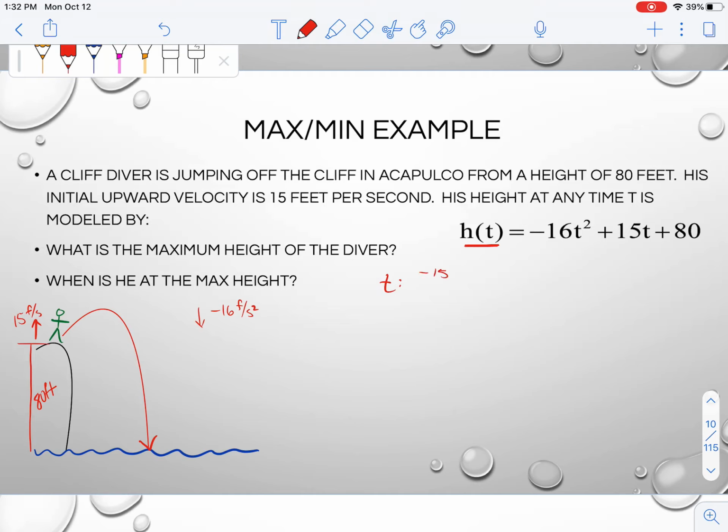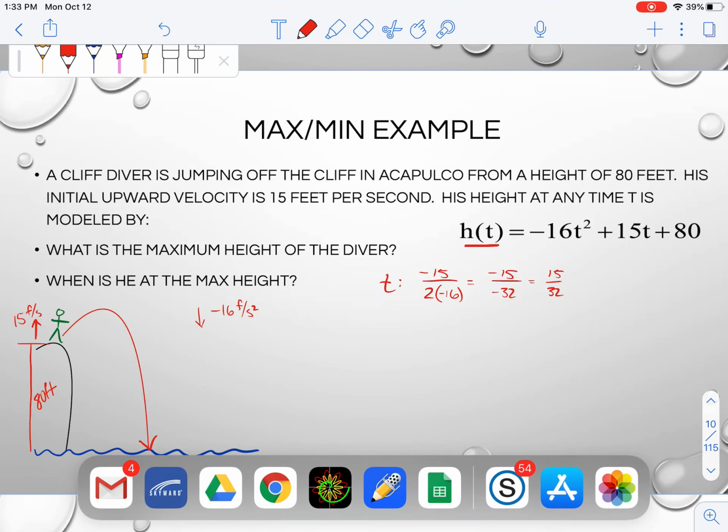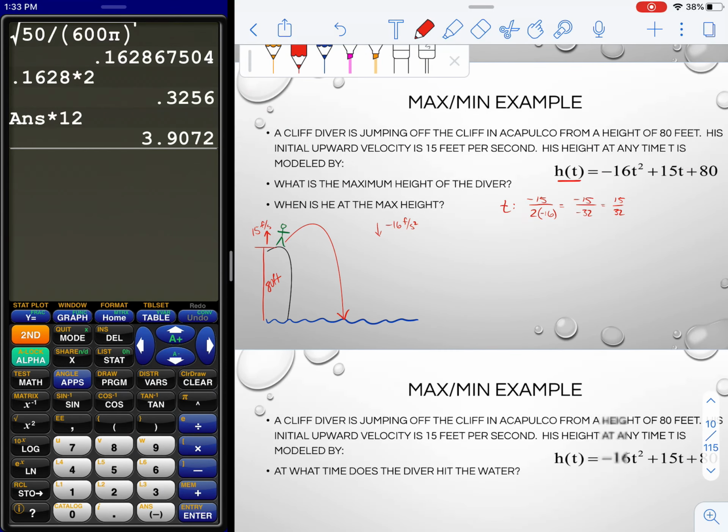So I'm going to have the opposite of b over 2a. When I do this, I'm going to have negative 15 divided by negative 32, or 15/32 seconds. If I come up with a decimal approximation, which is probably more appropriate here, I have 15/32 of a second. So at 0.469 seconds, we're going to be at a max.